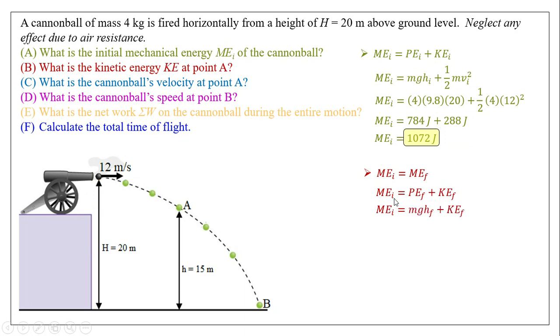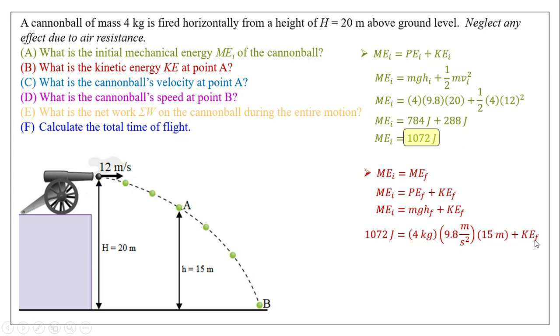Here, the left side is the same, except PE_f, I don't know what it is. What I can do is find it though, because PE_f at point A is 15 meters off the ground. So here, PE_f is just mgh. I'm just going to plug and chug. ME_i being 1,072 joules, which is from part A. M being 4. g being positive 9.8, because once again, we're dealing with energy here, so please don't plug in a negative 9.8. h_f here being 15 because it's measured from ground up. At point A, it is 15 meters above the ground as indicated in the diagram.